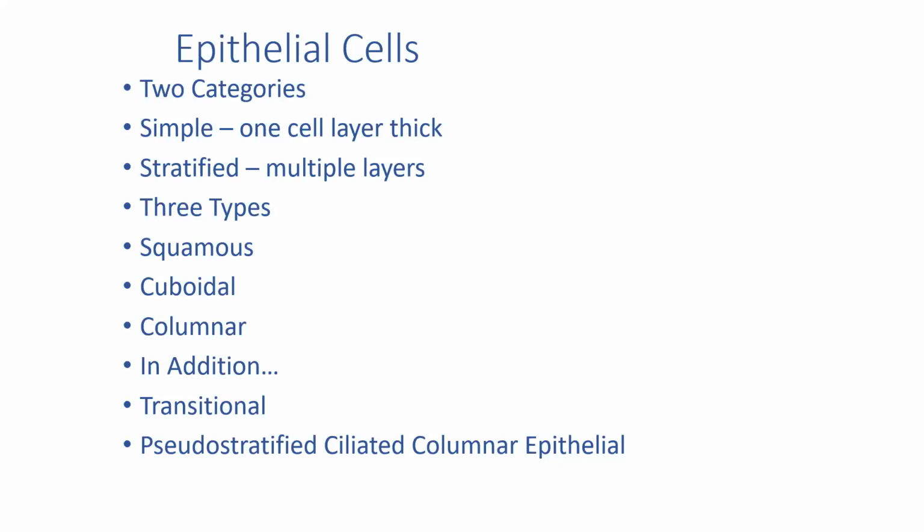They're only 1 cell layer thick because oxygen can go across 1 cell. It can't go very far thicker than that, but it can go across 1 cell easily. Anyway, we have 2 categories and we have 3 types.